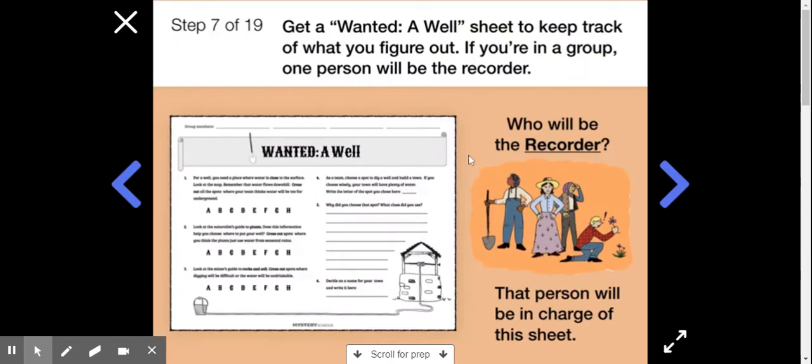All right, get one Wanted a Well sheet for your group to keep track of what you figure out. You're going to talk about where there might be water underground. If you're in a group, one person will be the recorder. Decide now who that person is and get one copy of the sheet. This is in Google Classroom. You're going to need this sheet today.